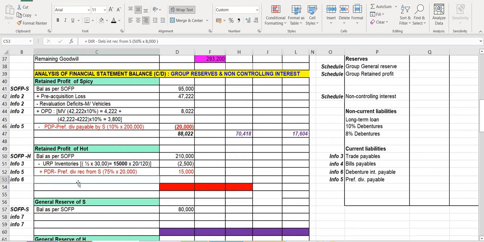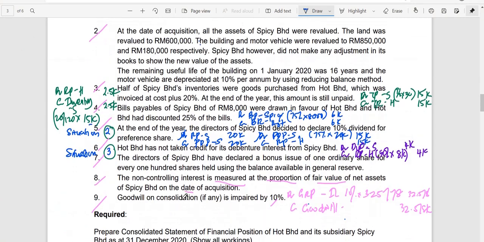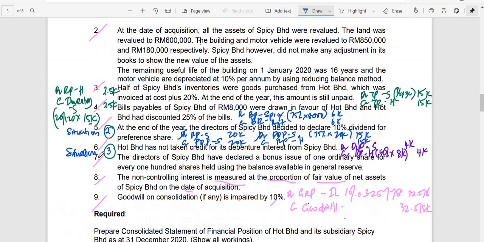Next is information number 6. Information number 6 is regarding debenture interest. So if you look at the information given, and if you still recall what we discussed in our first video, you would notice that this is situation number 3, the case where the subsidiary has already provided and recorded for the interest, and the parent company has not yet taken credit of its share of the, not dividend, sorry, this is debenture interest. It is not dividend, it is debenture interest.